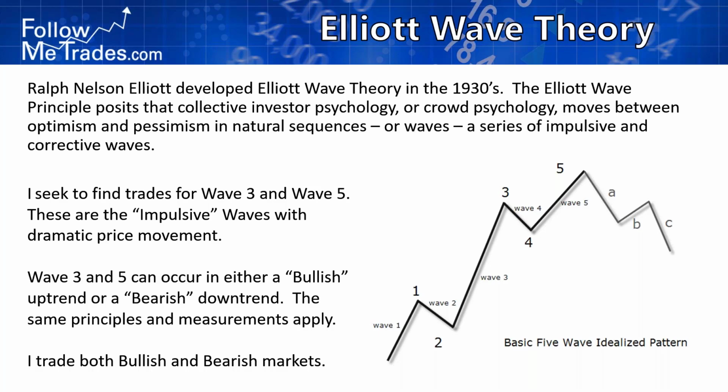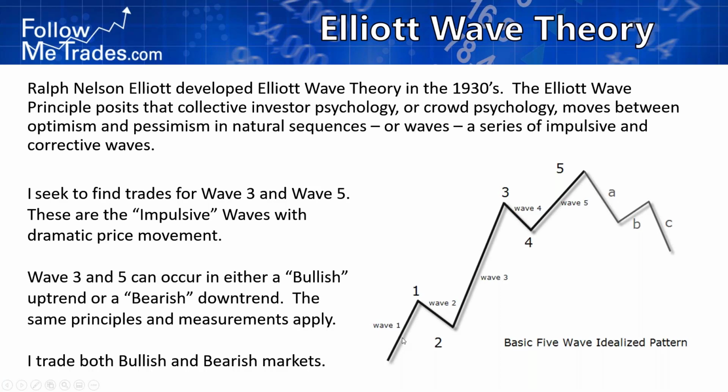I use a very simple, repeatable approach to it. And I think the very core of Mr. Elliott's theory, he talked about collective investor psychology, crowd psychology, moving between optimism and pessimism in natural sequences or waves, impulsive and corrective waves. So here's the basic Elliott wave 5-wave pattern here.